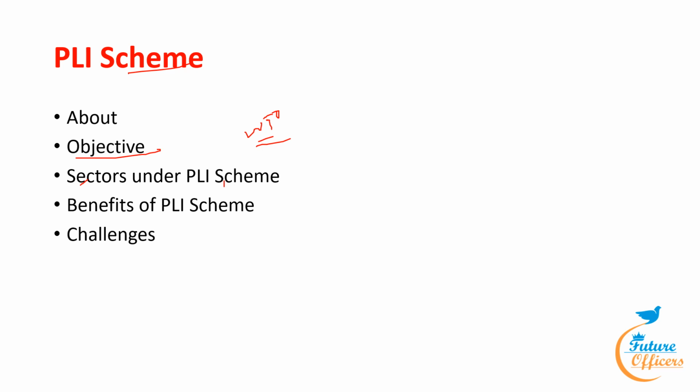Next, MMF segment and technical textiles, high efficiency solar PV modules, advanced chemistry cell battery, and finally drones and drone components. These are some of the sectors that come under the Production Linked Incentive scheme. The incentives under the scheme are: an incentive of 4 to 6% on incremental sales of goods manufactured in India and covered under target segments, extended to the eligible companies for a period of 5 years.